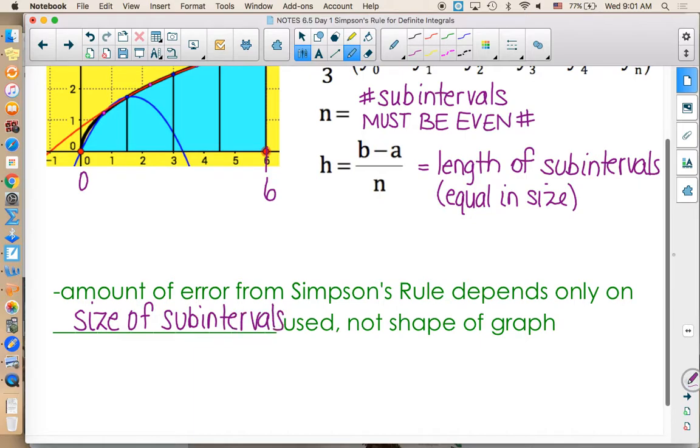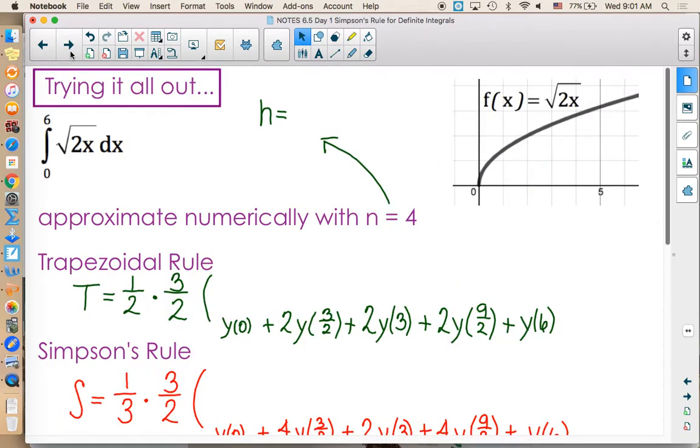It does not depend on the shape of the graph at all. So whether the graph's concave up or concave down, whether it's more curvy or less curvy, we can fit trapezoids to parabolas to anything better than we can fit trapezoids to most things. So we're going to try this out. We're going to give an example.